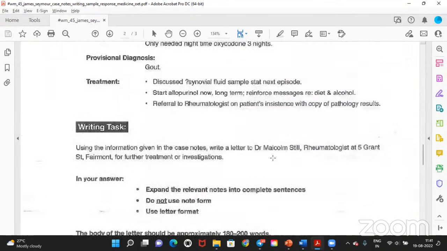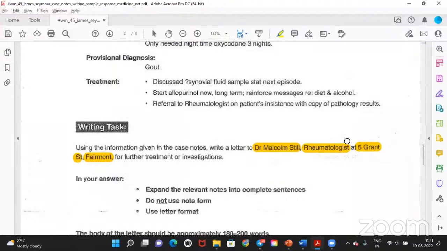Dr. Malcolm Still. Okay, this is the address. You can take the address from here. Dr. Malcolm Still, rheumatologist, 5 Grant Street, Fairmont. So 4 lines: Dr. Malcolm Still, rheumatologist, 5 Grant Street, Fairmont.